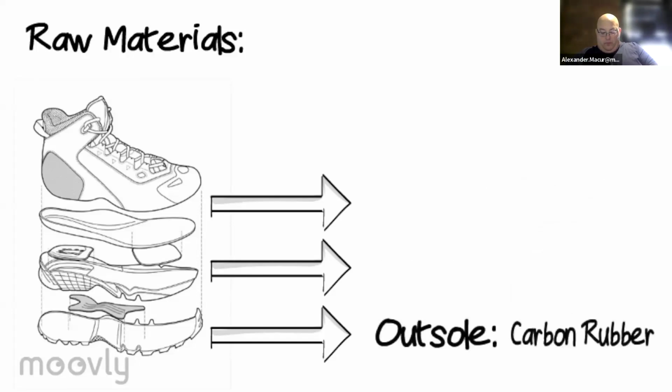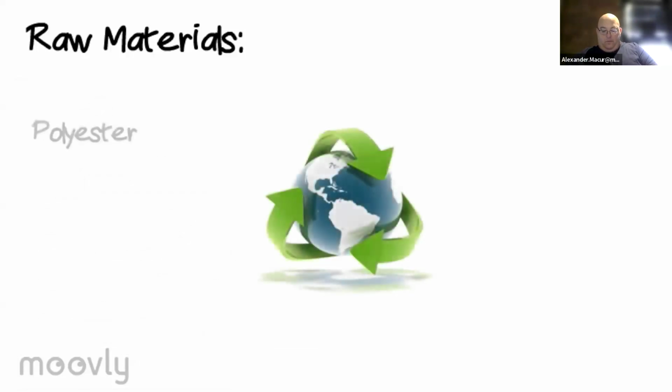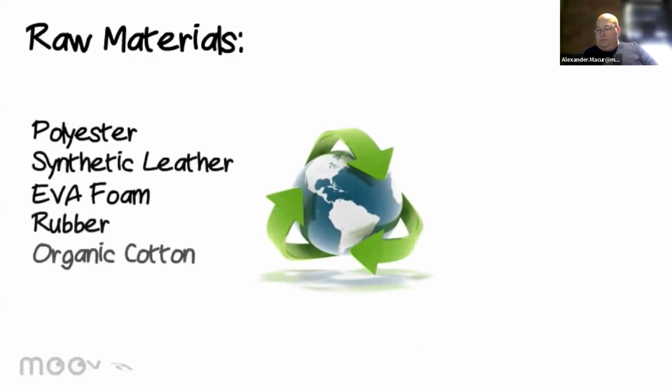Outsoles are usually made of carbon rubber, and manufacturers often use an assortment of materials to produce different textures on the outsole. Nike primarily uses recycled and environmentally friendly polyester, synthetic leather, EVA foam, and rubber in their shoes, as well as organic cotton and LWG certified leather. All these products come from an array of suppliers who meet the strict raw material requirements.